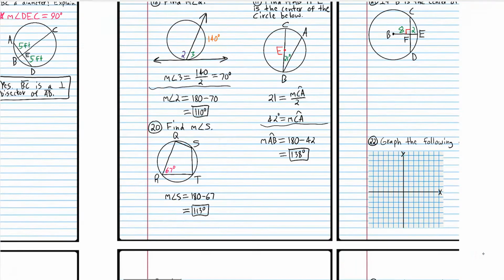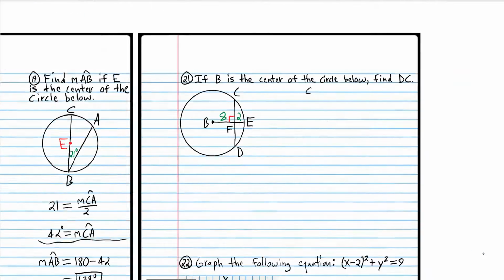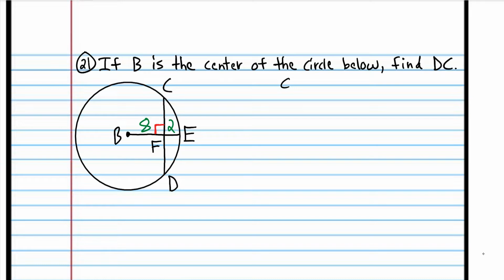Okay, on to number 21. Go ahead and try number 21. And when you come back, we'll do it together. Okay, if B is the center of the circle below, find DC.